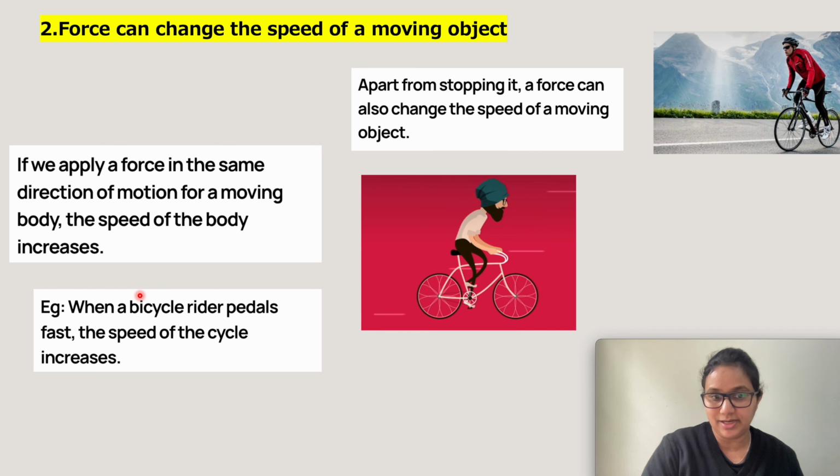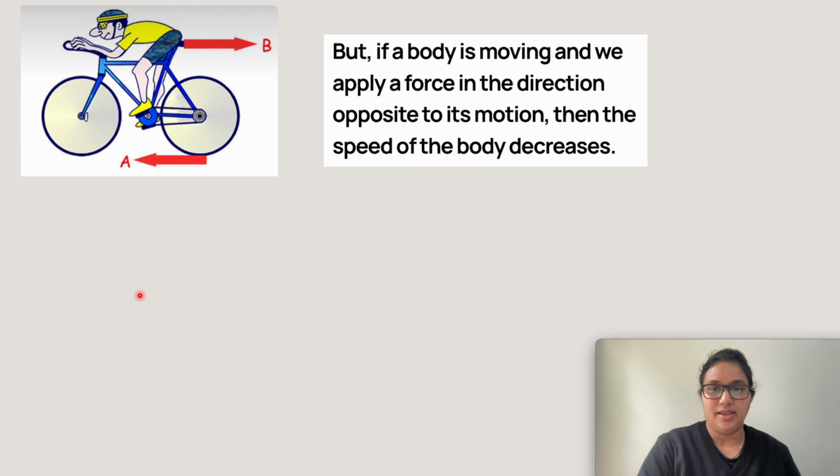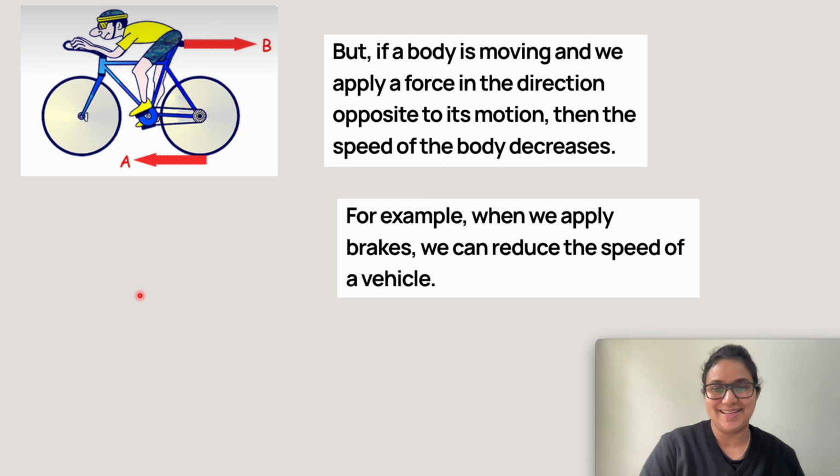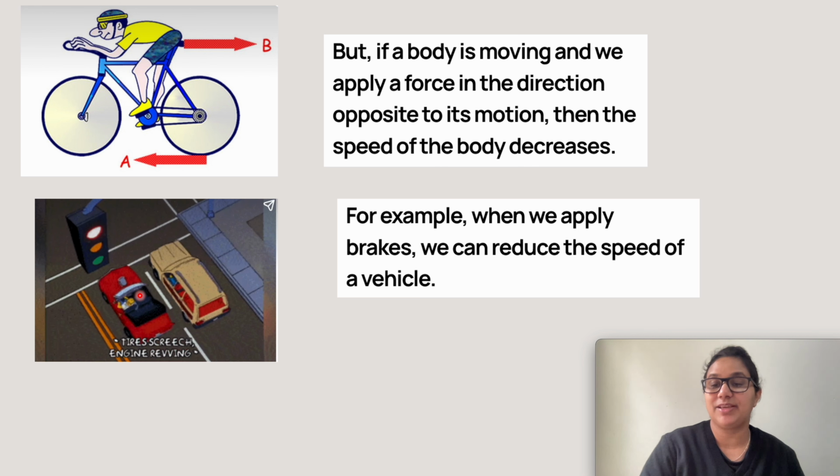This is the best example. When a bicycle rider pedals fast, the speed of the cycle increases. If you apply the force in the same direction of the body's motion, the speed will increase. If you apply the force in the opposite direction of an object's motion, the speed decreases. For example, when we apply brakes, we can reduce the speed of a vehicle.